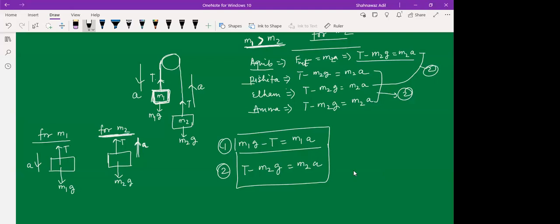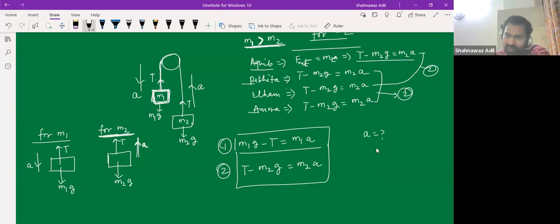So now we have to calculate the acceleration and the tension. You guys have two equations and two unknowns, right? Calculate and tell me what is the acceleration and what is the tension that you are getting. Please calculate and tell. Very good, guys. You guys almost got it right.